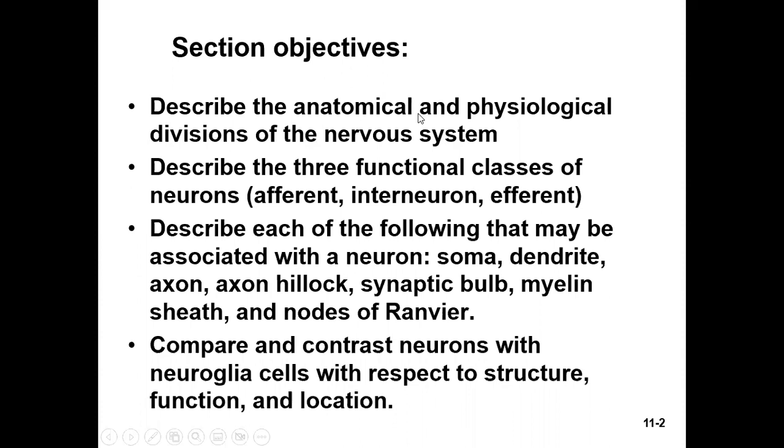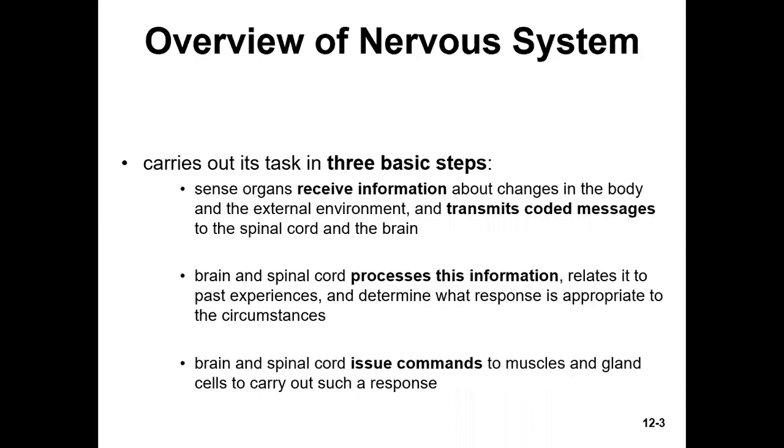In this lecture, we're going to start into the nervous system. We're going to talk through the anatomy and physiology and the divisions of the nervous system. We're going to describe the three functional classes of neurons. We'll describe the soma, the dendrite, the axon hillock, the synaptic bulb, the myelin sheath, and the nodes of Ranvier. We're going to compare and contrast neurons with the structure and function and location of neuroglia.